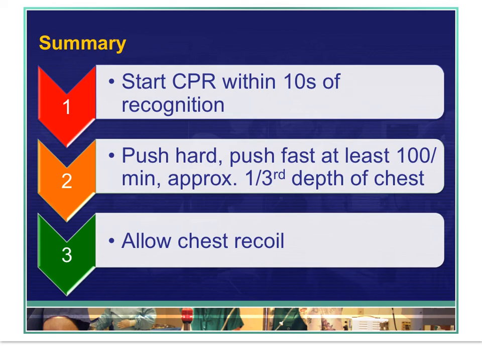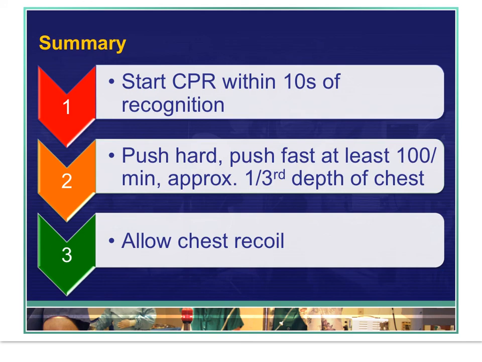start CPR as early as possible, within 10 seconds of recognition. Do not delay, even if the pulse is around 60; you do not necessarily wait until it's asystole. But when the pulse rate is already less than 60 beats per minute with poor perfusion, start CPR. Push hard, push fast, at least 100 per minute. The depth is about 1/3 of the depth of the chest. Of course, in an actual resuscitation it will be hard to measure how deep it is unless you have a feedback device.